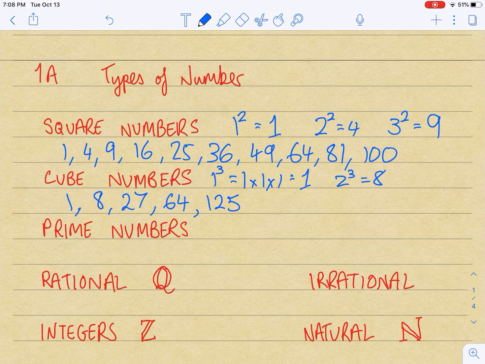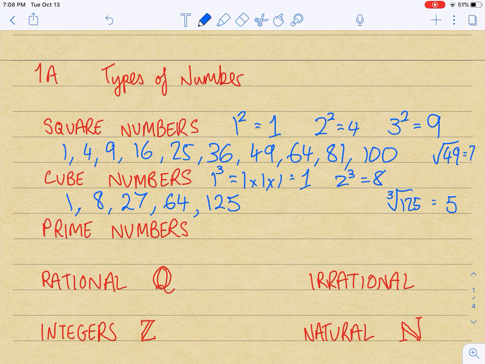Also worth noting, if you want to square root a number, then you use this symbol. So for example, the square root of 49, that's 7. What squared makes 49? And with cube rooting, use the same symbol but with a little 3 there. So if I want the cube root of 125, that is 5. It's the opposite of cubing.